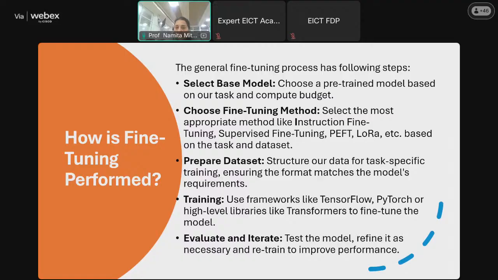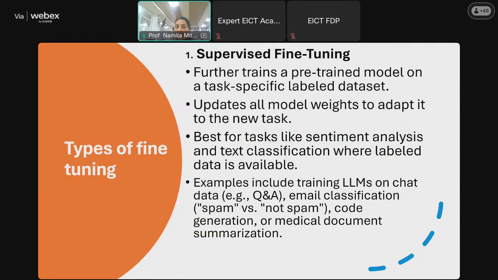Then which model? Here we have chosen the supervised fine tuning. Then the dataset should be labeled because it's supervised. As the name says, supervised, it means we can take only the classification objectives. Now the training and then evaluate. So here it is best for task classification.